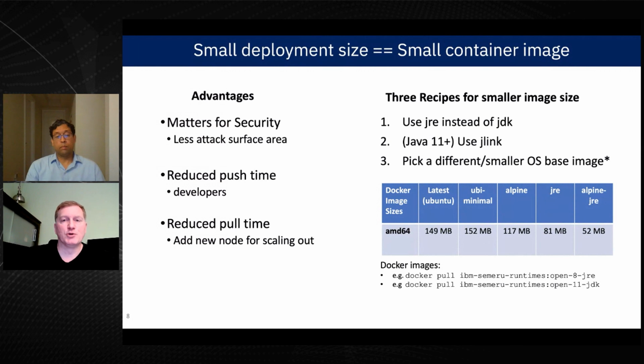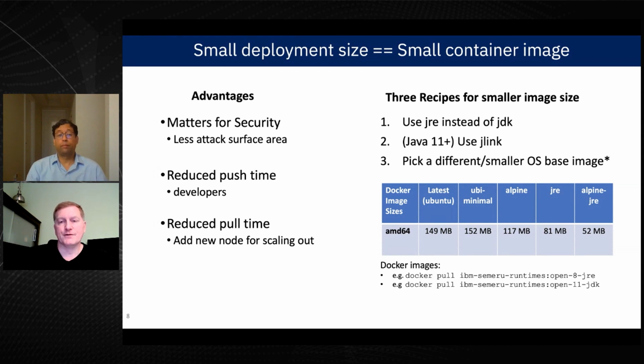So the first is small deployment size, small containers. Why do you want small containers? Well, it's good for security. You shouldn't be including things in your containers that aren't being used, so there's a lower attack surface area. Also, it reduces push time for developers and pull time for your Java deployments. So it's just basically good to do. And there are some relatively easy things you can do to dramatically improve on the image size that you have.